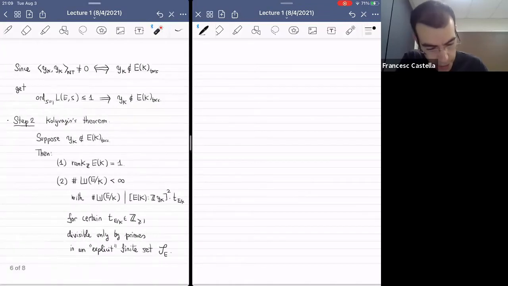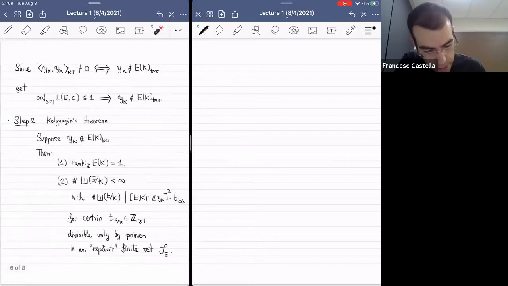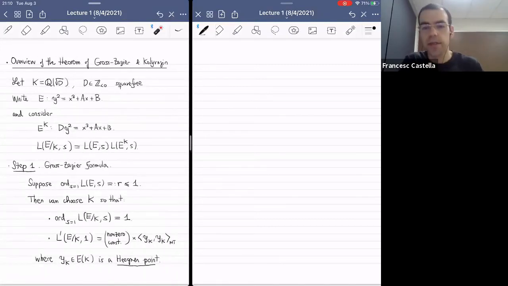Yes, in Kolyvagin's theorem, y_K is a Heegner point. Whenever I write y_K, this will always mean the Heegner point. And what are the difficulties about r at least 2? Actually, we already see them here. What we are lacking is some way of relating the second derivative of the L-function, or a higher derivative, to some kind of arithmetic. If you hand me an elliptic curve whose order of vanishing at s equal to 1 is 2 or higher, we just don't know how to relate it to any pieces of arithmetic. It's completely open what happens in ranks 2 or higher.